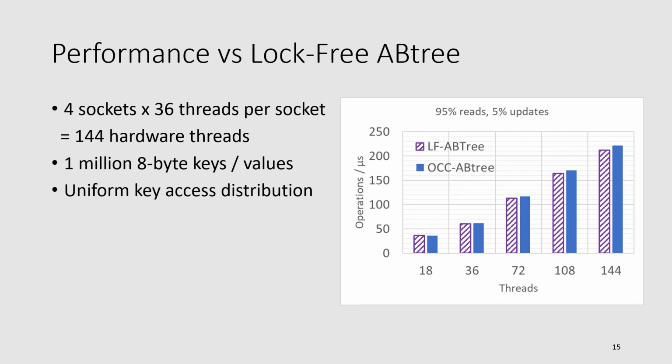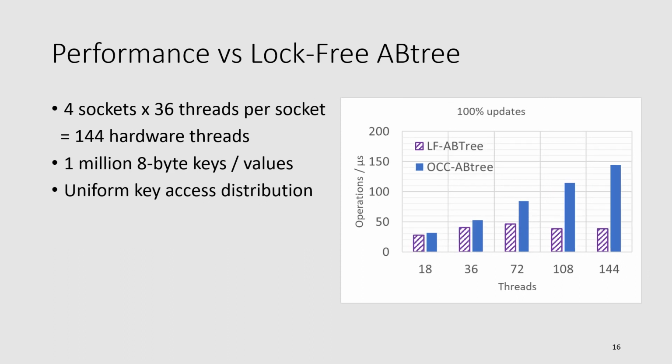The following experiments were performed on a system with 4 sockets and 36 threads per socket for a total of 144 hardware threads. The data structures have 1 million keys, and the keys are accessed uniformly. Looking at a read-mostly workload, we can see that the OCC-AB tree performs similarly to the existing lock-free AB tree by Brown that I mentioned earlier. This is pretty much expected because they're based on the same relaxed AB tree. But if we look at the update workload, we can see that the OCC-AB tree does much better. As I mentioned before, this is because the OCC-AB tree doesn't create new leaf nodes each time it does an update, and it also doesn't have the overhead of lock-free primitives.